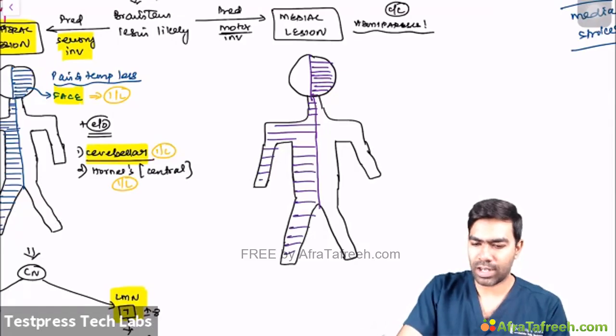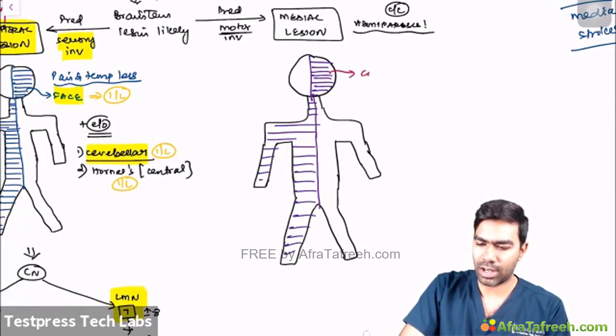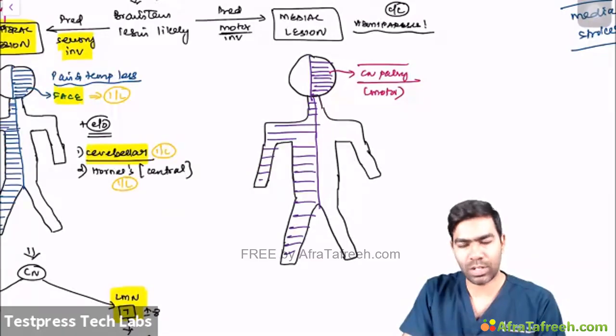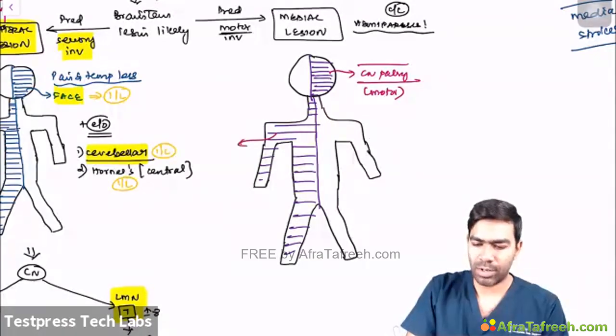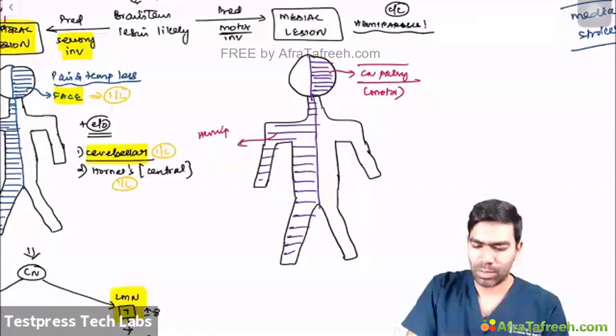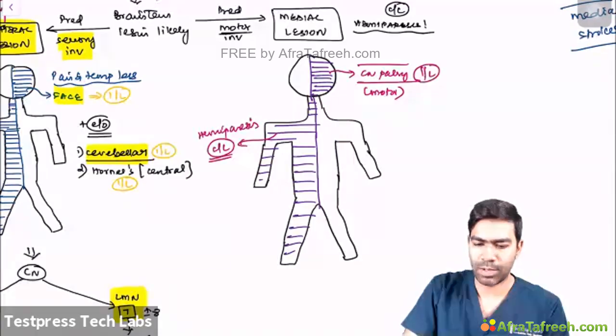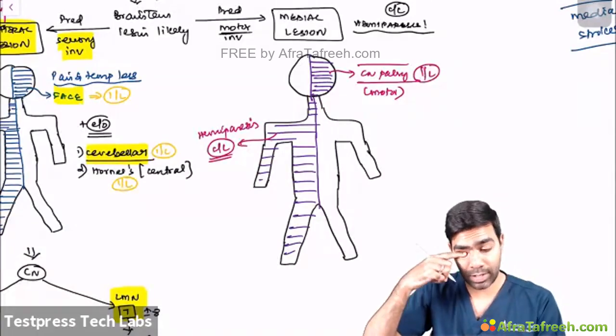Which means my cranial nerve palsy will be on one side. Most of the time it will be a motor cranial nerve palsy, like 3, 4, 6, and 12. That's what is going to be involved. And predominantly my hemiparesis will be on the contralateral side, which means cranial nerves will always be ipsilateral and hemiparesis will be on the contralateral side because of the corticospinal tract involvement.